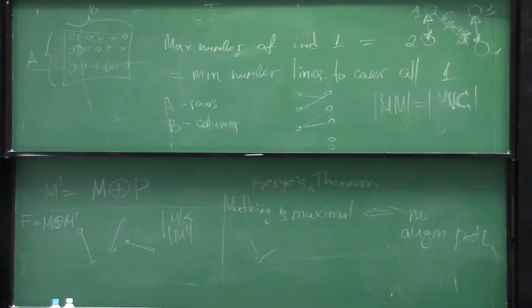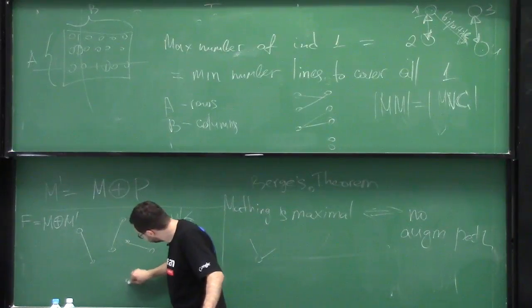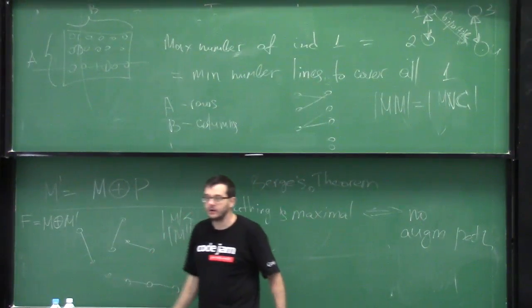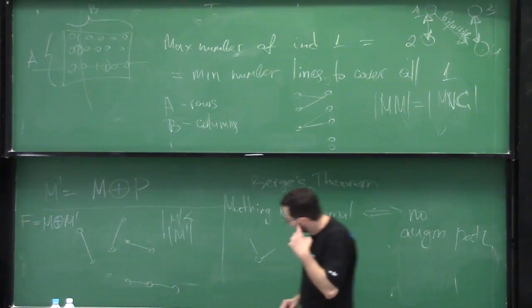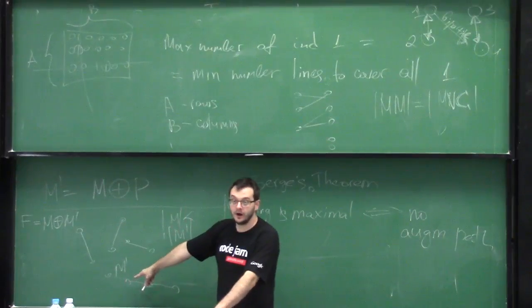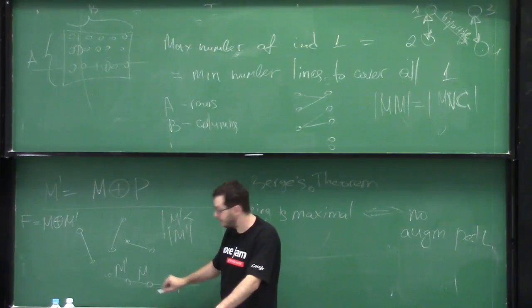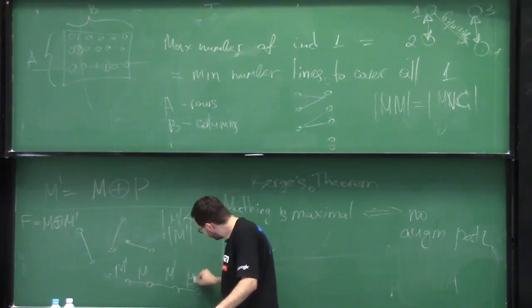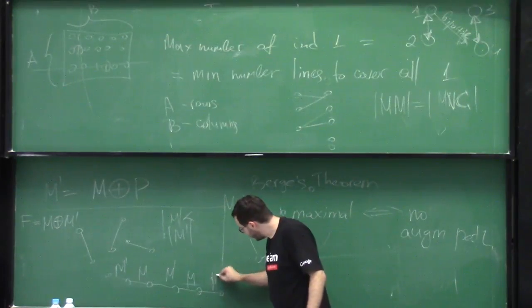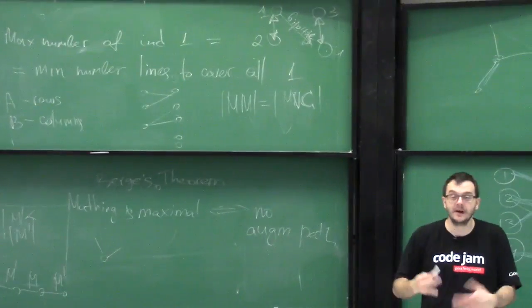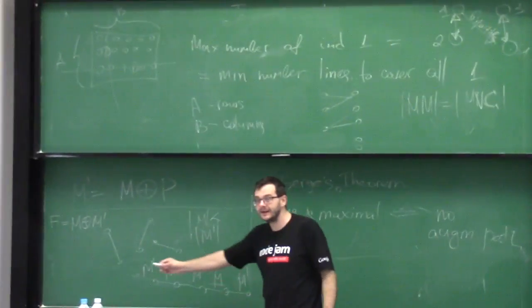And it means that the graph looks like paths and cycles. But we cannot have a path of odd length there. Because if we have a path of odd length, it means that it starts with an edge of M strike. After it, there is an edge of M. After it, an edge of M strike. After it, an edge of M. And it ends with an edge of M strike. And it means that we have an augmenting path for M. But we do not have an augmenting path.